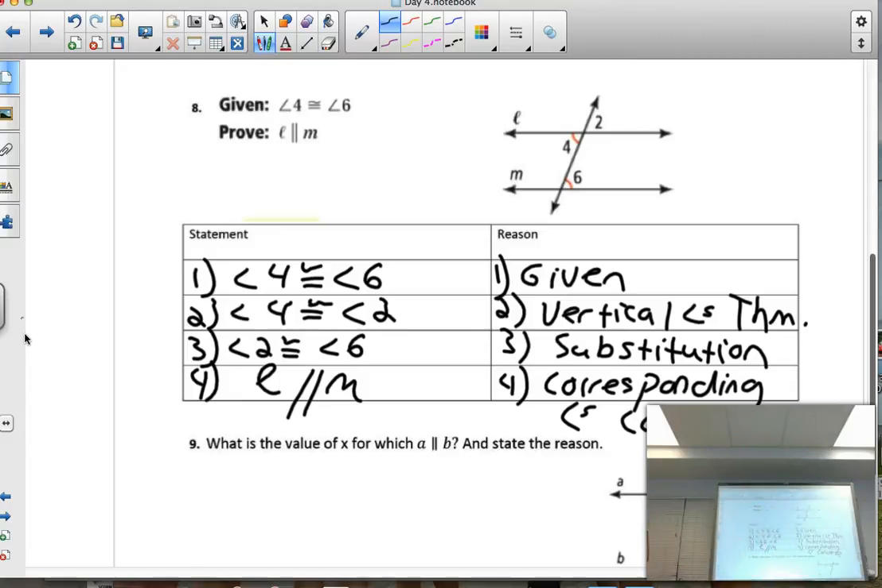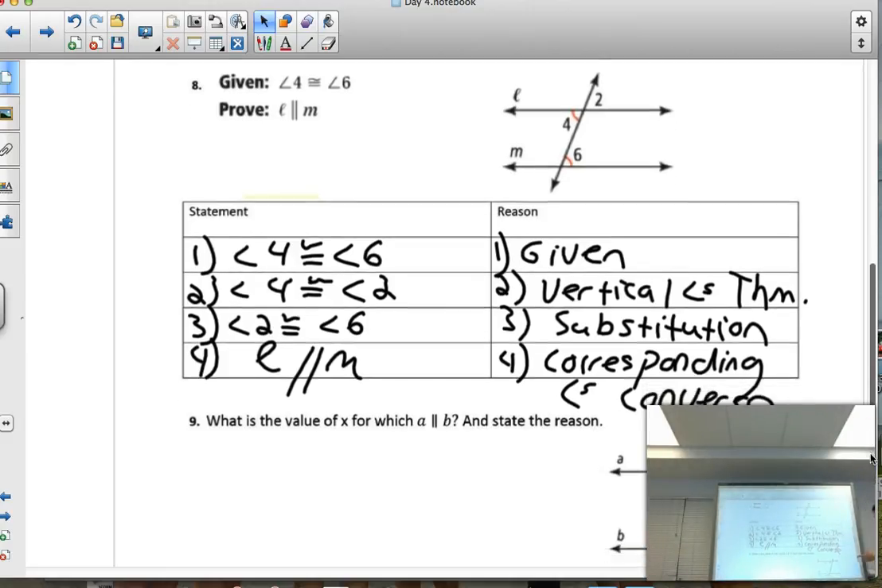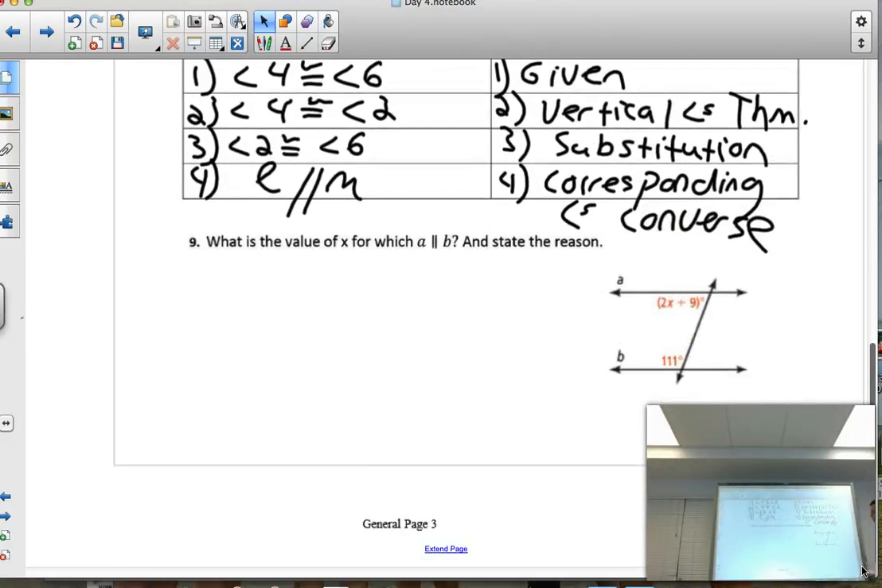Okay? Good? Okay? Love proofs? Me too. All right. Let's do some practice with the theorems. Okay?